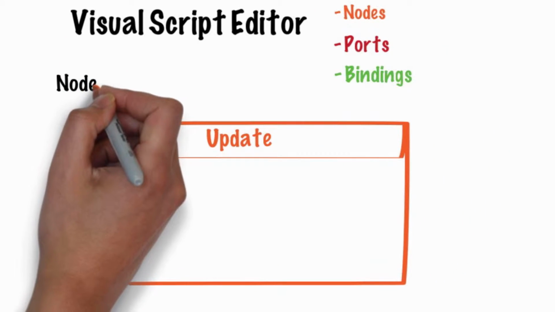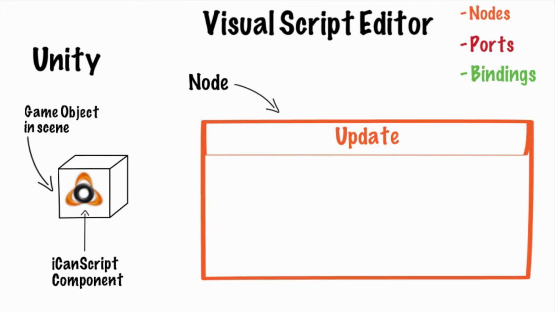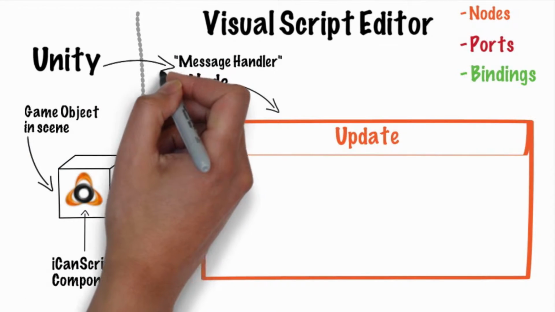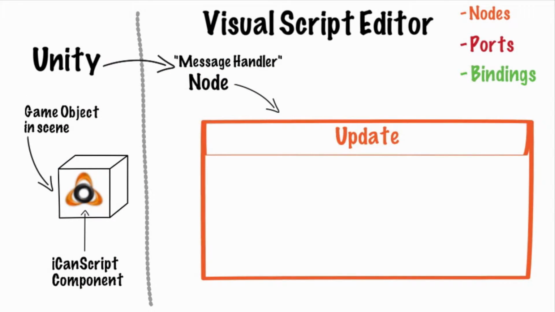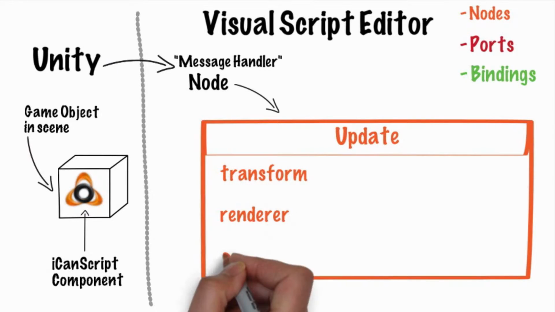A node encapsulates various behaviors such as variables, algorithms, states, and even nested visual scripts or packages. And this particular type of node is called a message handler node. A message handler node is used to bridge a Unity message with your visual script. A node contains components, and in this case they are components of the game object, which is a cube. Cubes contain a transform, mesh, renderers, and colliders.